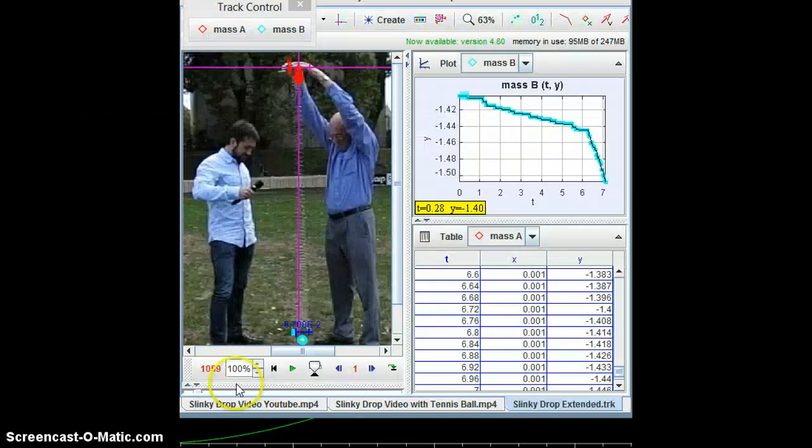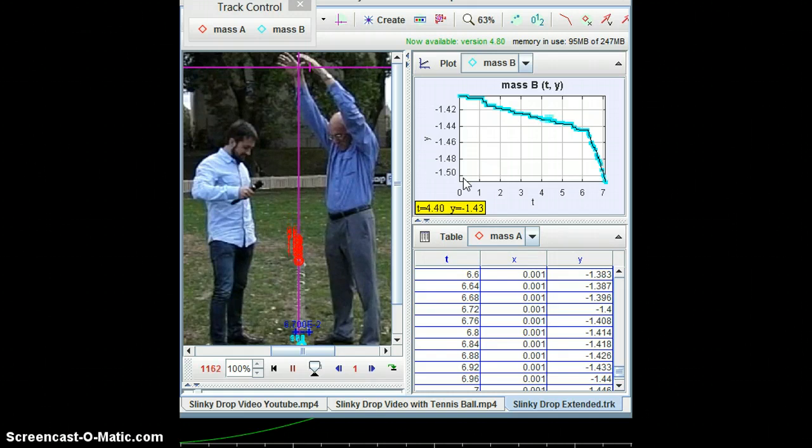So when I play this video, you can see that the top of the slinky moves down to the bottom. And almost magically, the bottom of the slinky does not move at all. This video goes pretty slowly, but by the time the top of the slinky reaches the bottom of the slinky, when that happens, the bottom of the slinky finally moves.